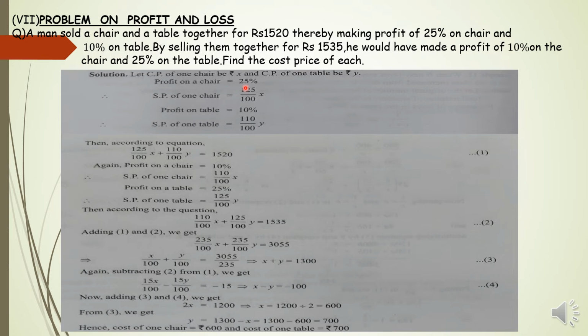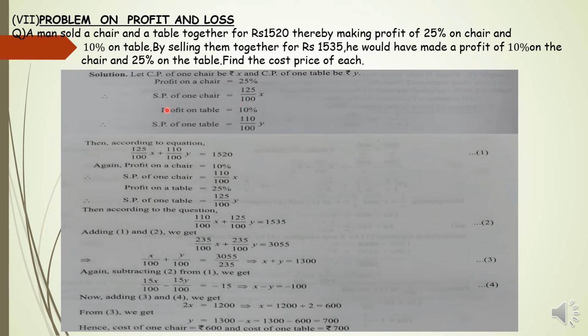Profit on a chair is equal to 25%. Then what will be the selling price of one chair? That means cost price plus profit. This formula I have studied in 5th standard. Selling price is equal to cost price plus profit. That means x plus 25 by 100. On solving that one, by taking the LCM, you will get 125x by 100.